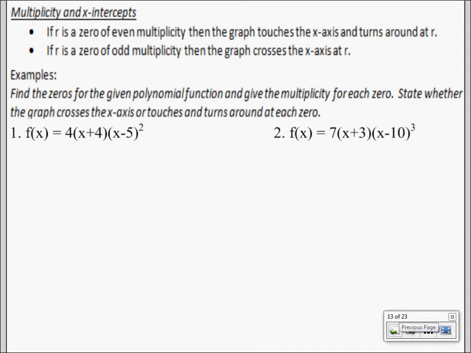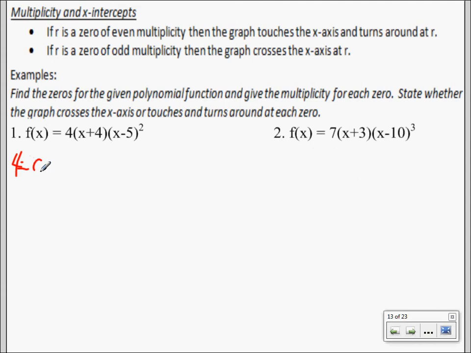Multiplicity: if r is a zero of even multiplicity, the graph touches the x-axis and turns around at r. If r is a zero of odd multiplicity, the graph crosses the x-axis at r. So for number 1, f of x equals 4 times the quantity x plus 4 times the quantity x minus 5 squared. So let's break each piece down.